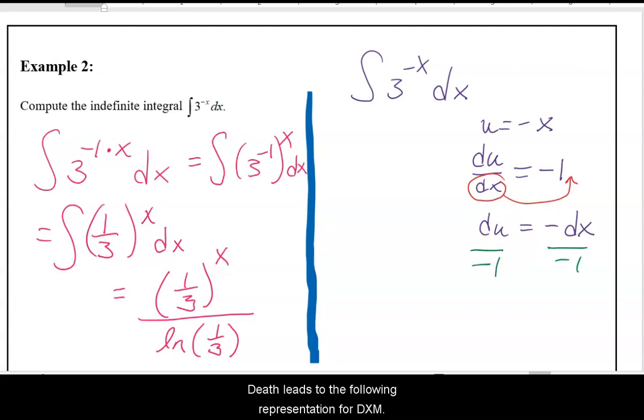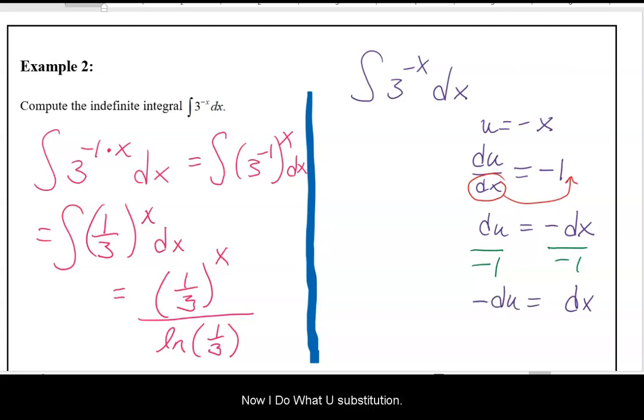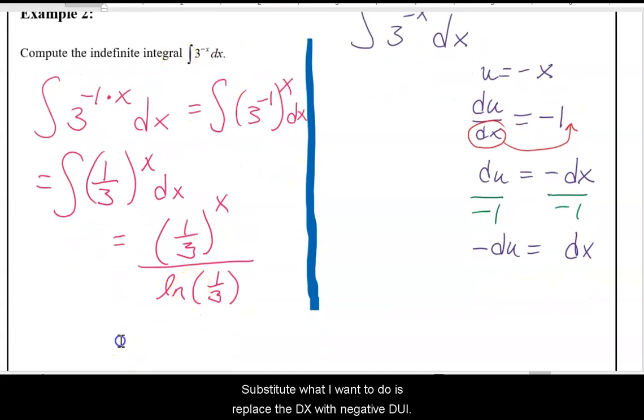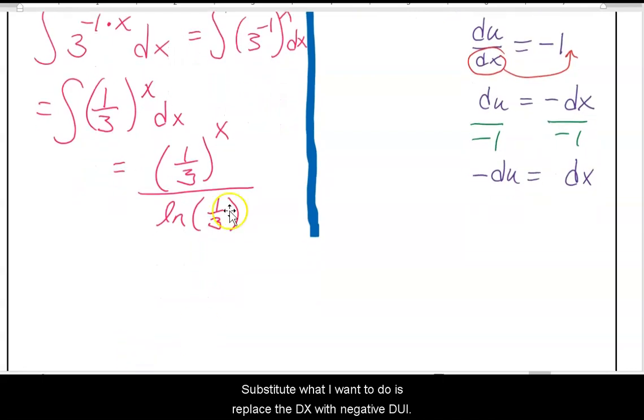This leads to the following representation for dx. dx is equal to negative du. Now I do a u substitution. To substitute, what I want to do is replace the dx with negative du.